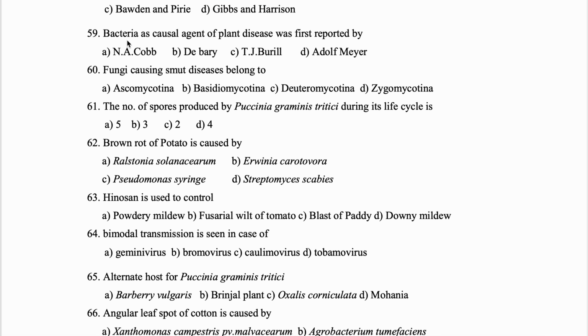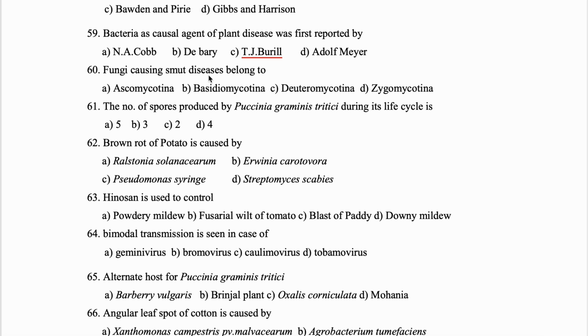Question 59. Bacteria as causal agent of plant disease was first time reported by whom? That will be T.J. Burrill. For which disease and pathogen, right? So it was fire blight of apple and pear, which was caused by Erwinia amylovora. Okay, moving on.